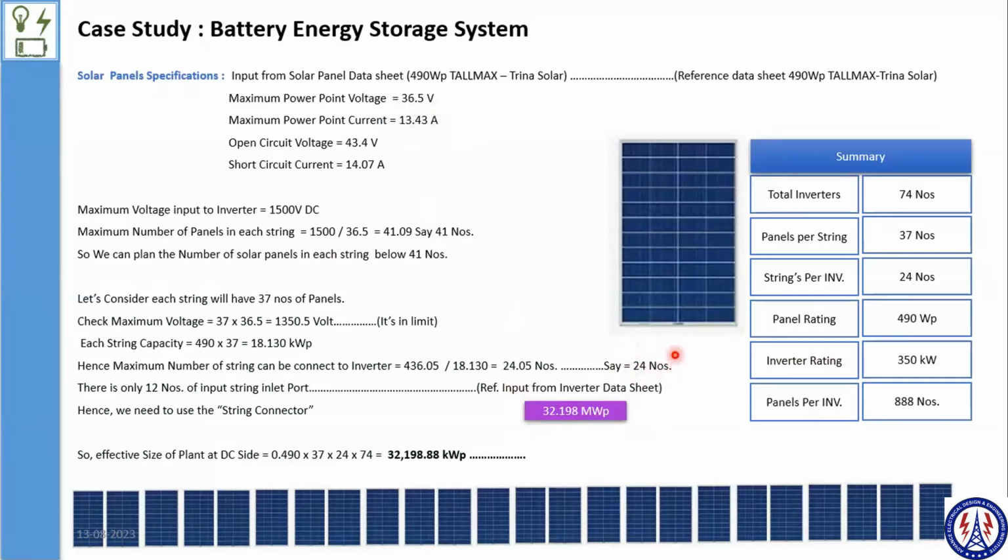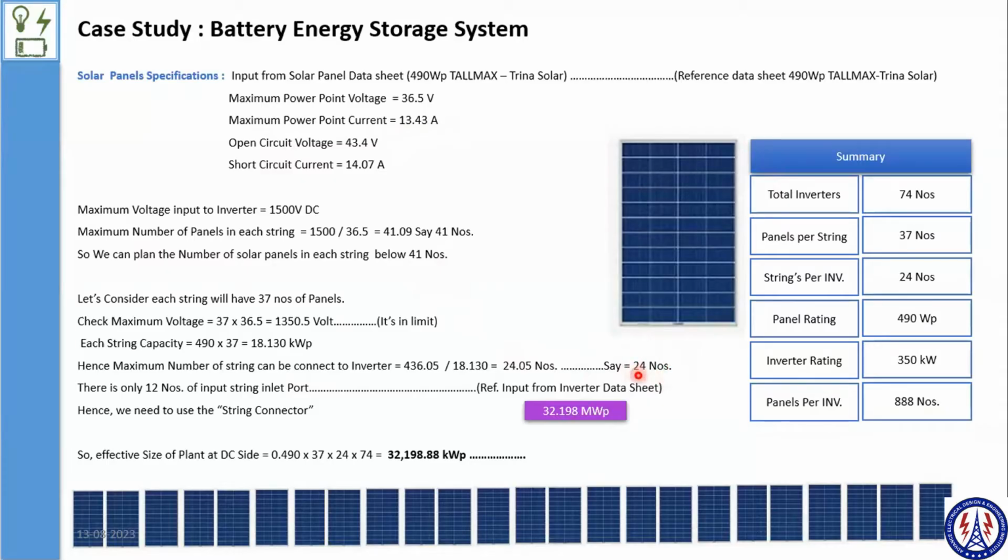Yes, 322 ampere. So how can I guarantee that the inverter will withstand this current, 322 ampere? So you multiplied 24 by 13.43, right? Yes. And what is the rating of the inverter? The rating of the inverter is 350 kilowatt.